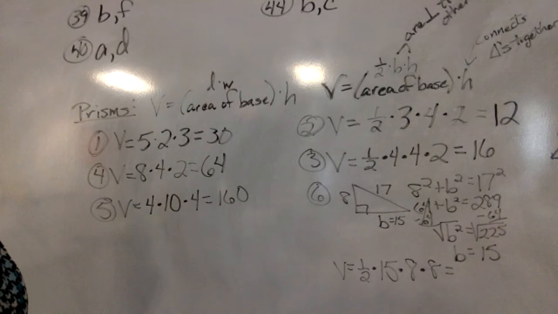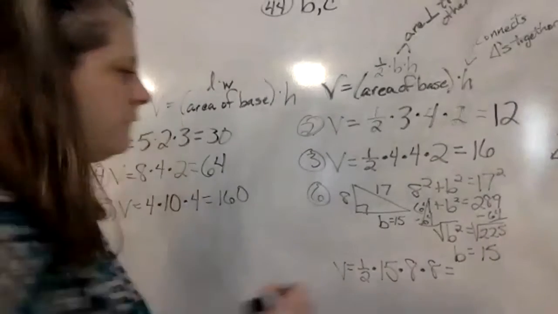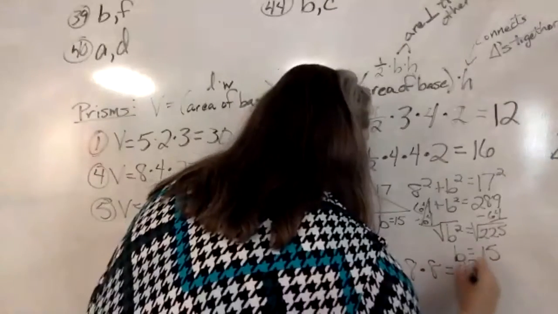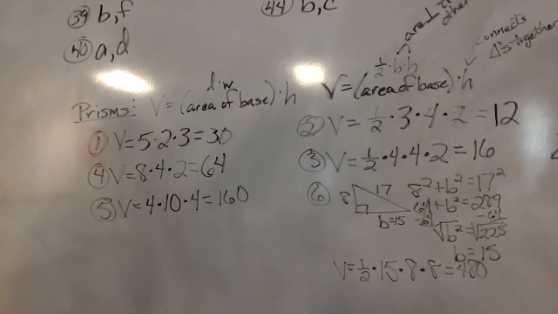I'm back, miss. Yeah, I know. What do you get when you multiply that together? 400. 480? 480. That's a big number. Okay, so that's your volume. Okay, you understanding how we do volume? Yep.